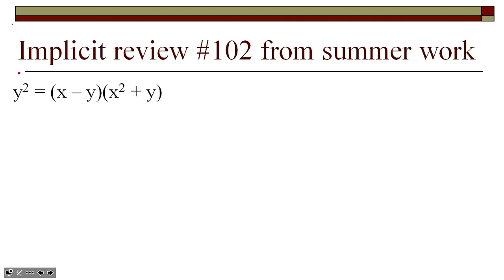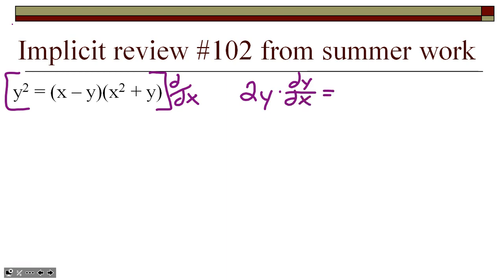Okay, so we're going to take the derivative, both sides with respect to x. On the left-hand side, the y squared, we're going to get 2y times dy dx. And on the right side, we're going to do our product rule. So we're going to have our u and our v. So u dv plus v du. That is our product rule. So u there is x minus y, dv would be 2x plus the derivative of y, which would be 1 dy dx.